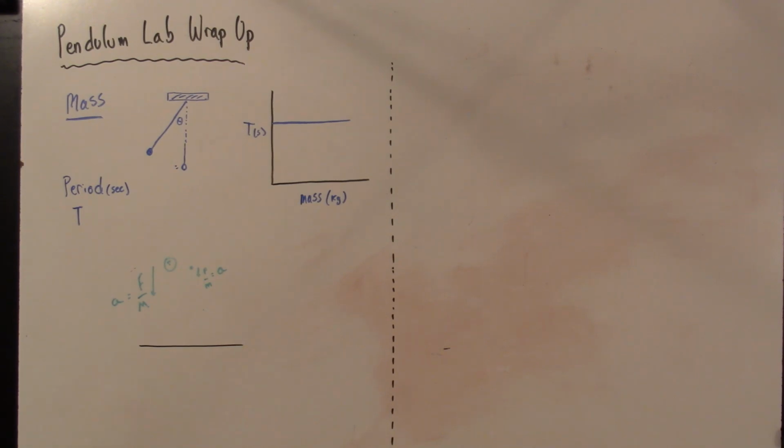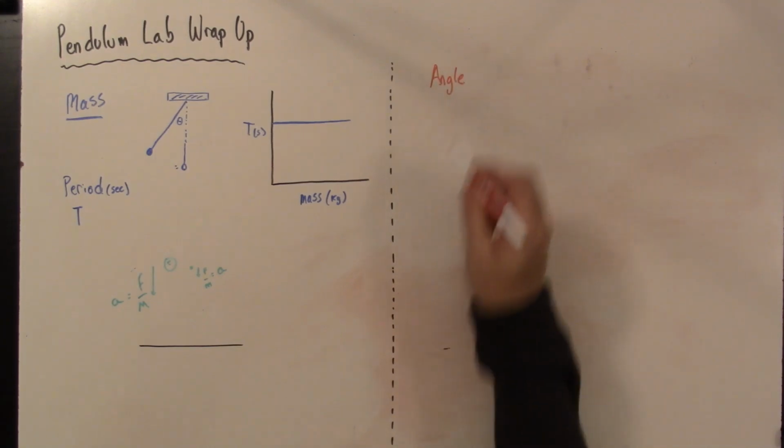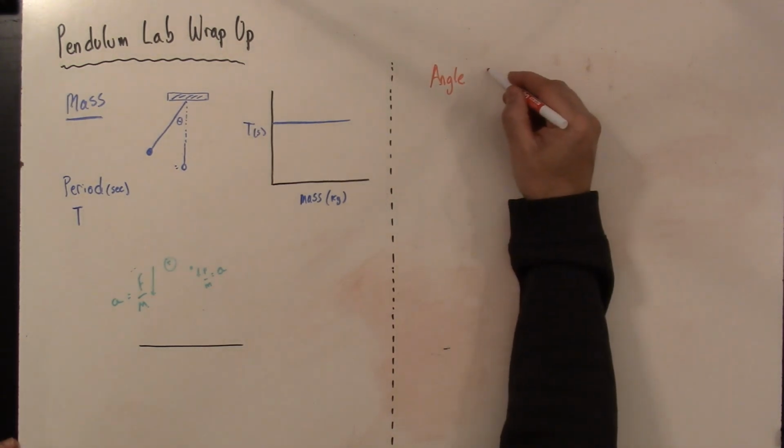And the second one, I really wanted you to examine the angle relationship. Now, oftentimes when we're talking about the angle, we use this symbol. It's the Greek letter theta.